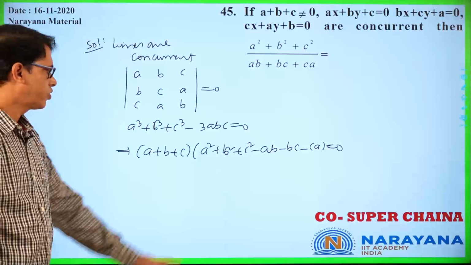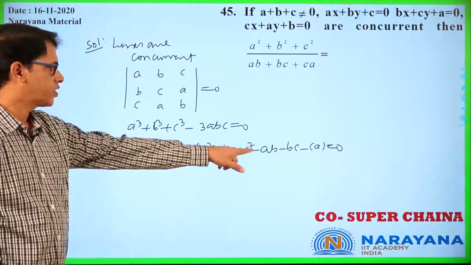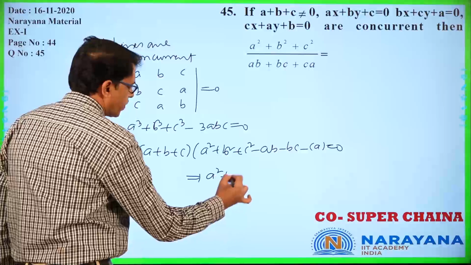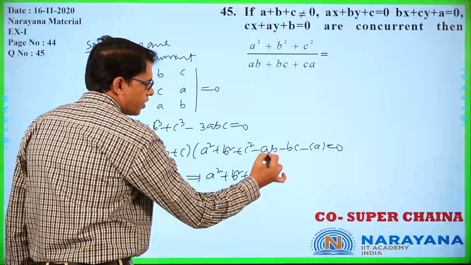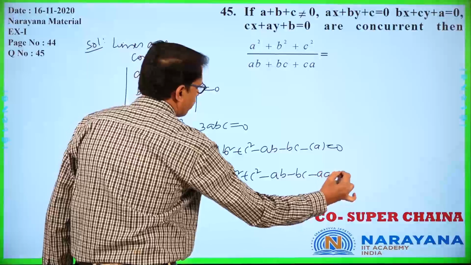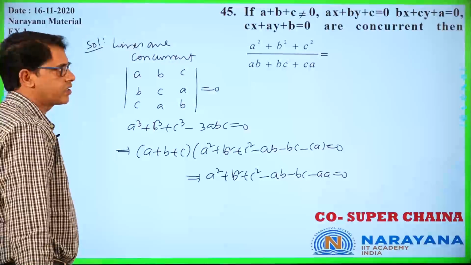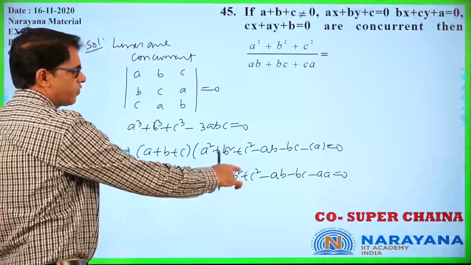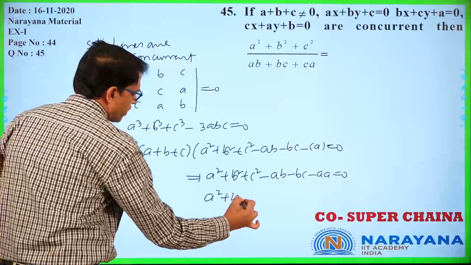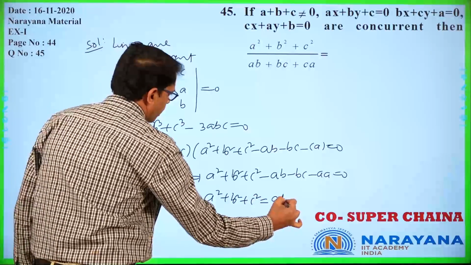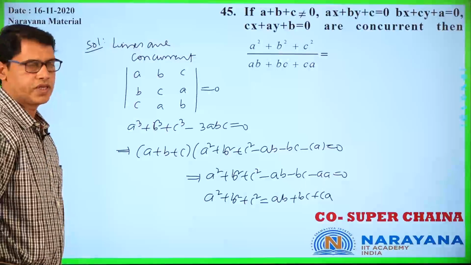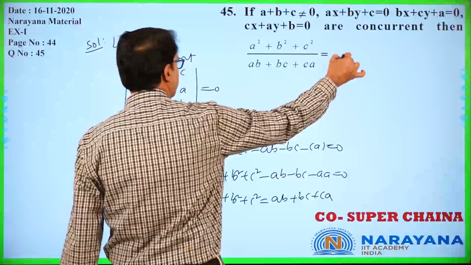Okay? So use this condition: a square plus b square plus c square minus ab minus bc minus ca equals to 0. So that implies a square plus b square plus c square equal to how much? a square plus b square plus c square equal to ab plus bc plus ca. So obviously this becomes 1.